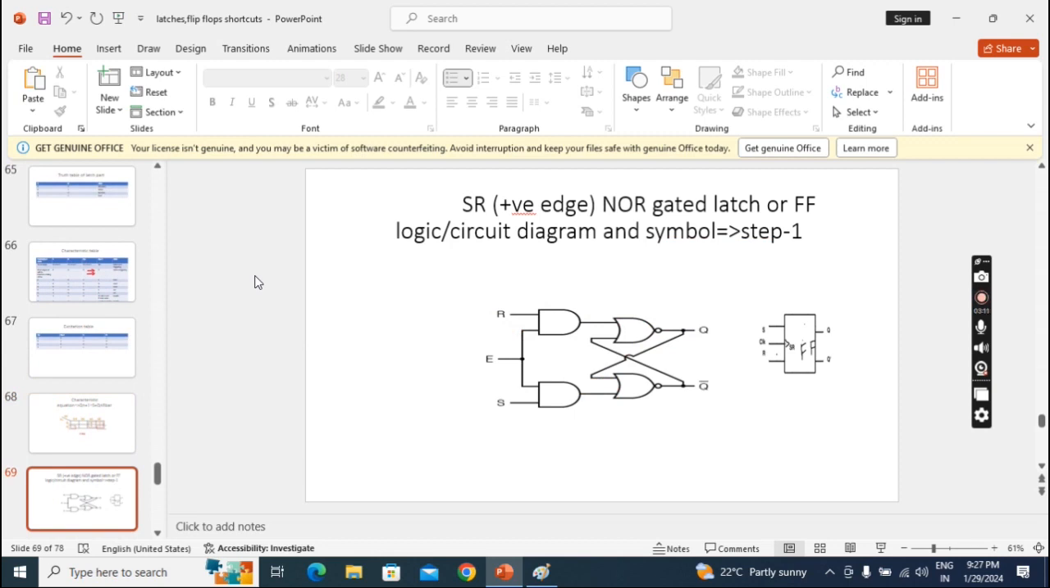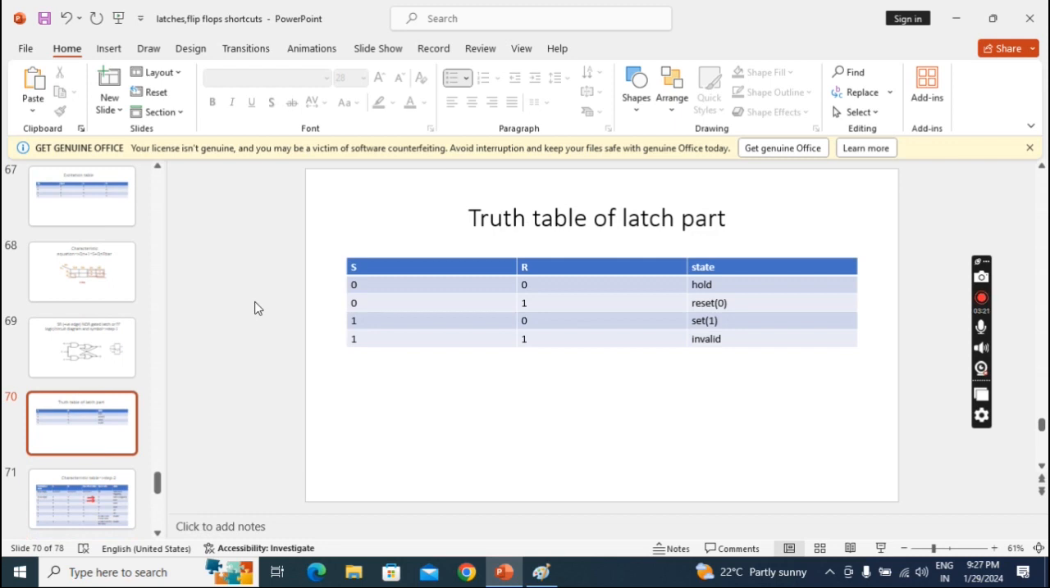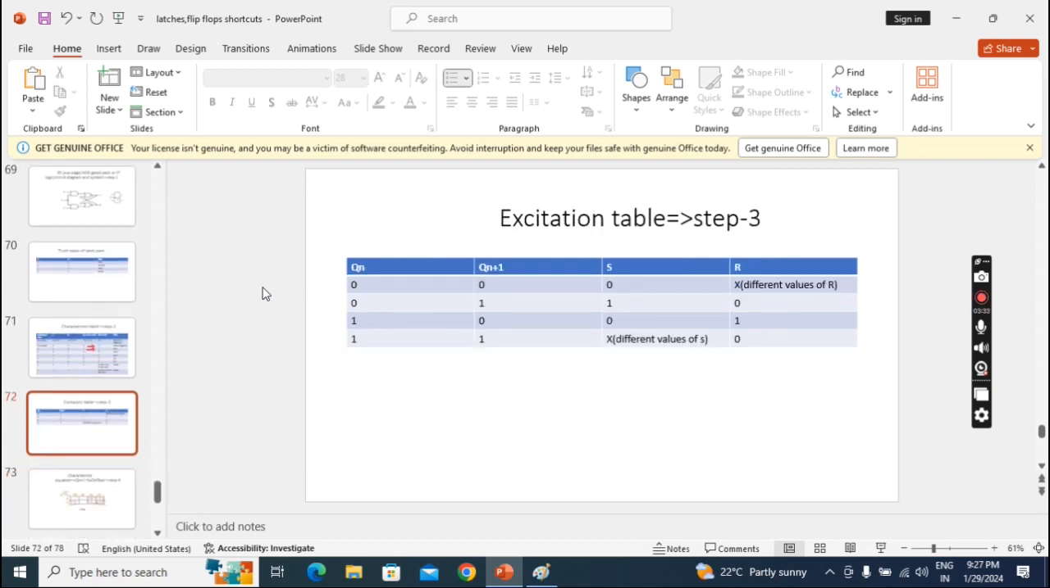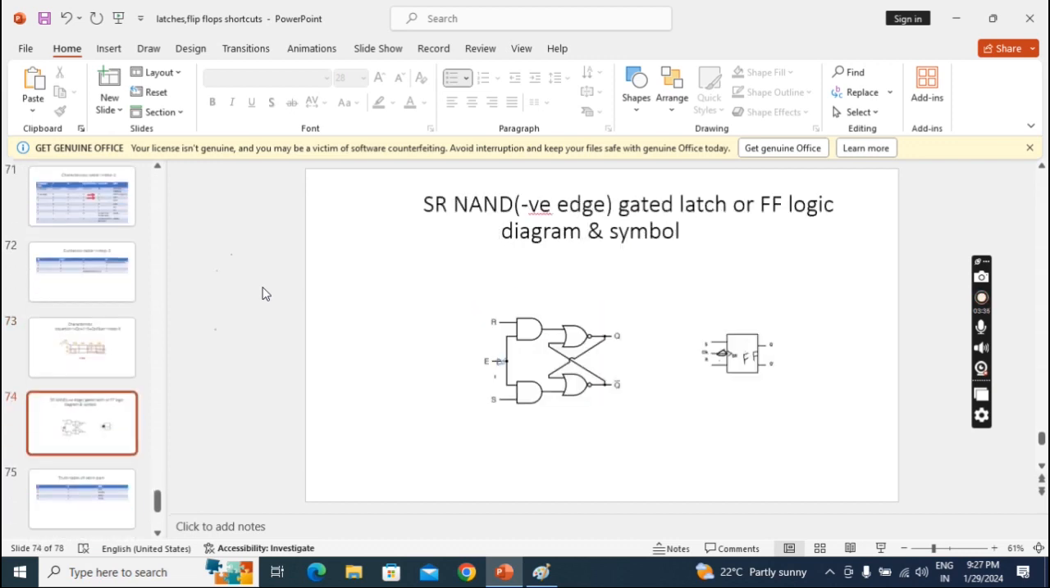Now we'll see the NOR latch with the positive edge. So this diagram changes. Here the triangle will come. This is the latch part truth table, which is the same as whatever we did with the positive level NAND. This is also the same. This is also the same.